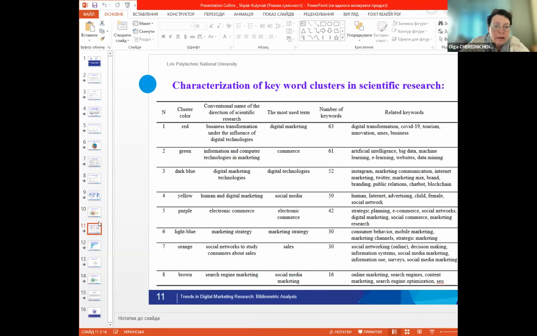Thank you. For example, the most used terms, digital marketing and digital transformation, related to keywords, I understand, but commerce and at the same time artificial intelligence. It is interesting for me why, what reason, why authors use these keywords in their research.